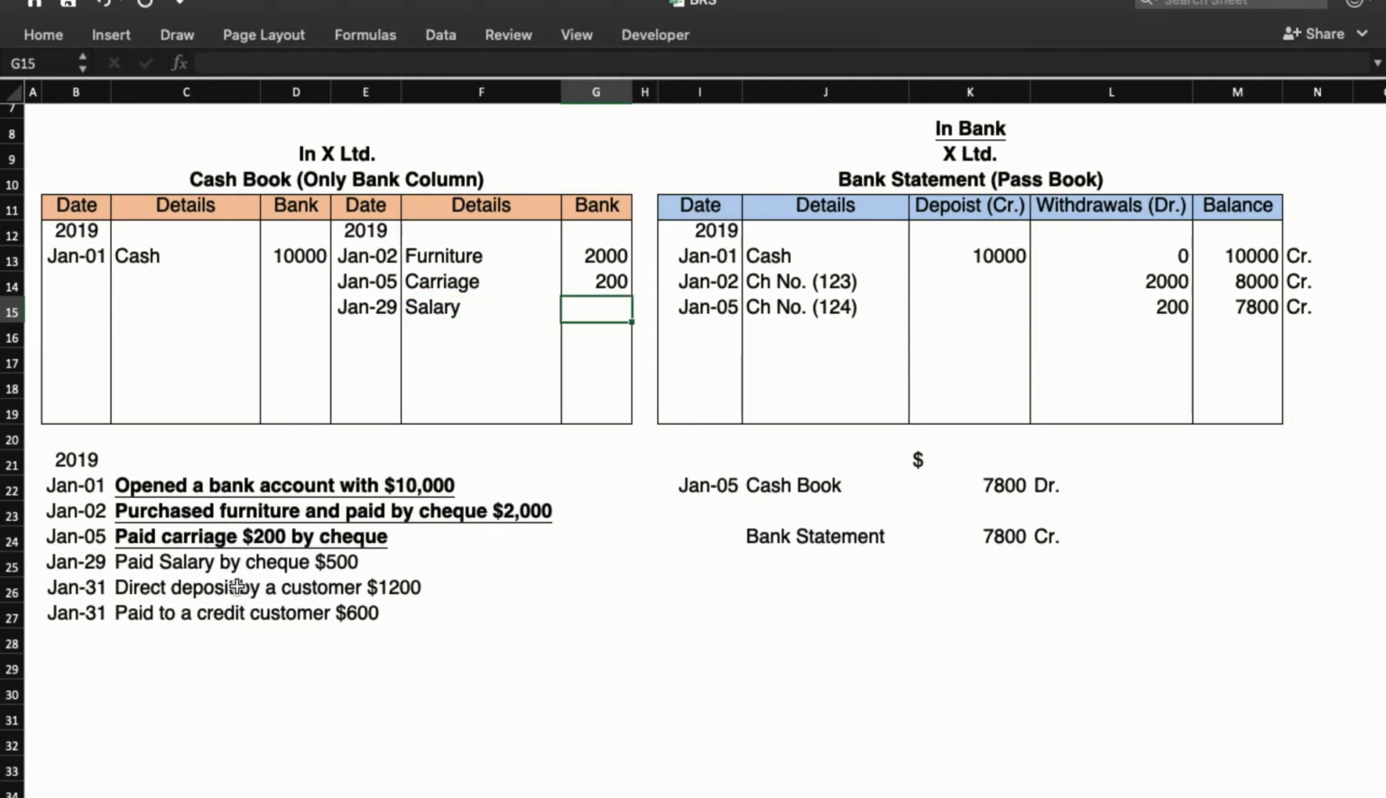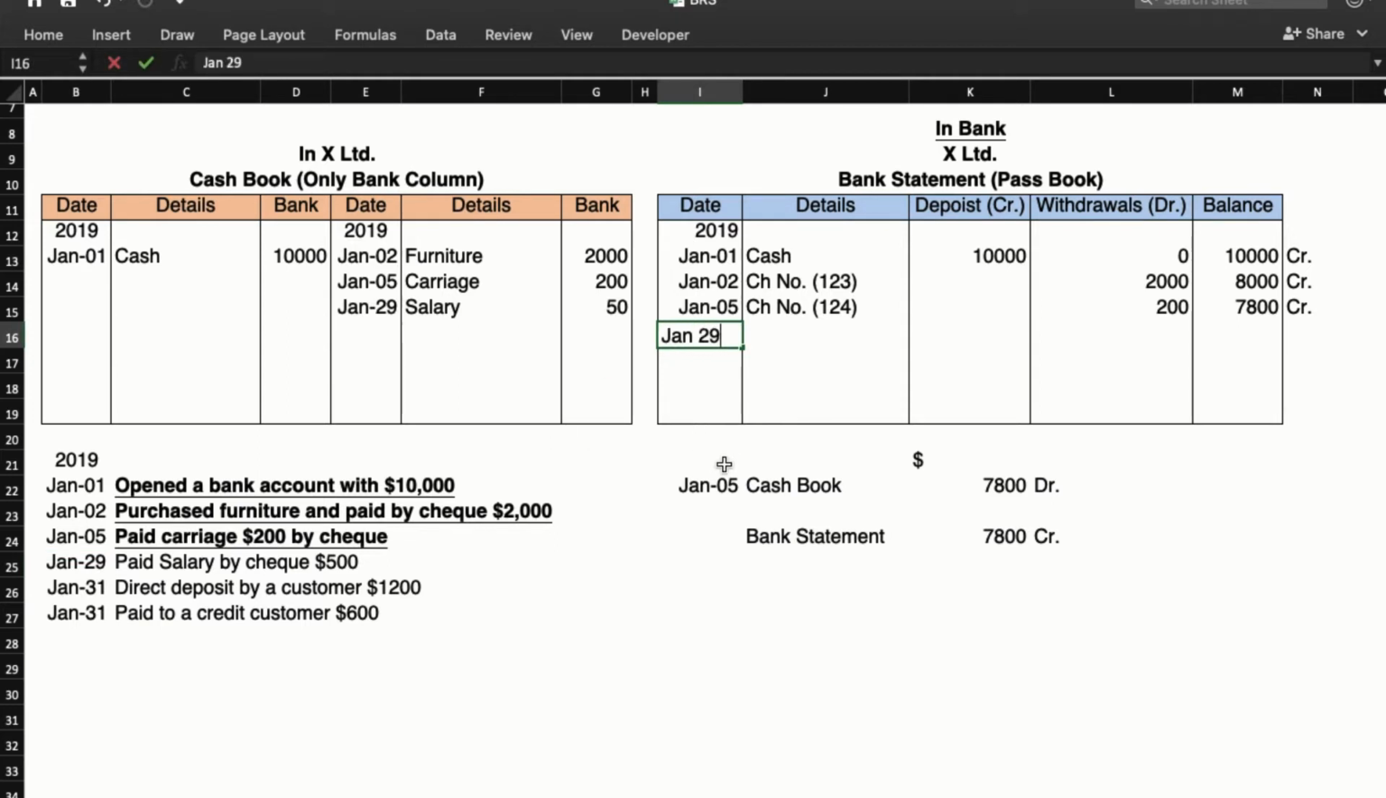And how much did I pay? $500. But what I did, instead of writing 500, I wrote by mistake $50 only. So this is the error I made while recording this fourth transaction in the cash book.